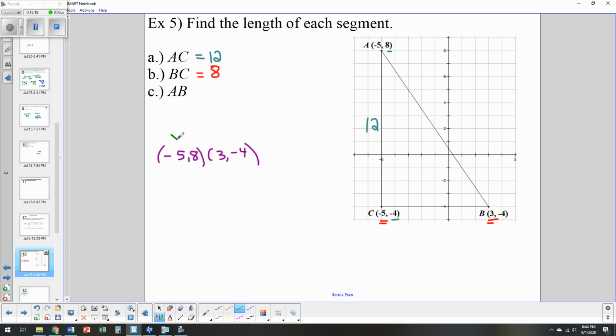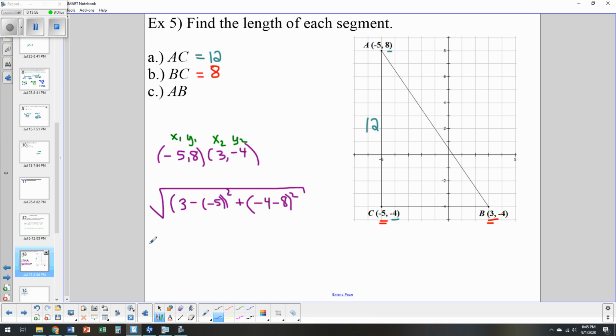I'm going to label x sub 1, y sub 1, x sub 2, y sub 2, and I'm going to plug them now into the distance formula. So that's going to be x sub 2 minus x sub 1, that was squared, plus y sub 2 minus y sub 1 squared, and the whole thing is under the square root.